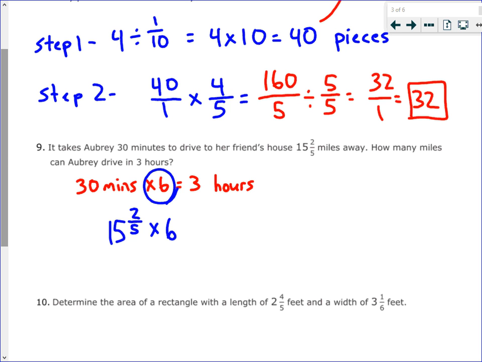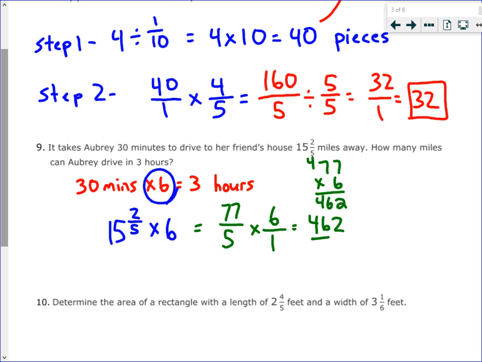So I need to rewrite this. So it's going to be 5 times 15, which is 75, plus 2, so 77 fifths times 6 over 1, and 6 times 77, you can do this up here, so 77 times 6, 42 plus 4 is 46, so 462 over 5.